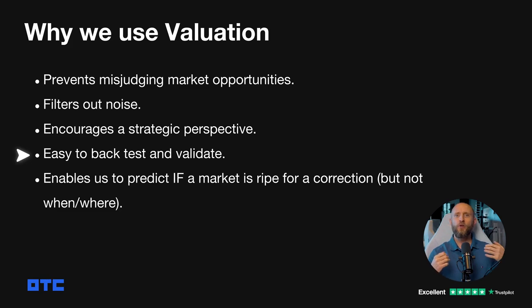It's easy to backtest and validate because it's based on objective data. By analyzing historical trends, we can refine our approach and ensure our strategy is built on proven insights. Finally, valuation enables us to predict if a market is ripe for a correction, but not when or where it will happen. It signals when an asset is fundamentally over or undervalued, but we still need additional tools like technical analysis and seasonality for precise timing.